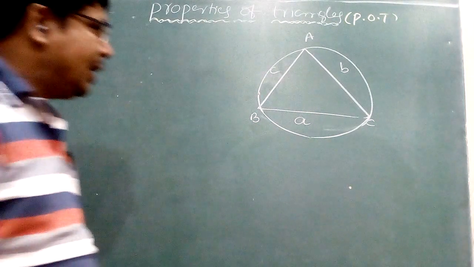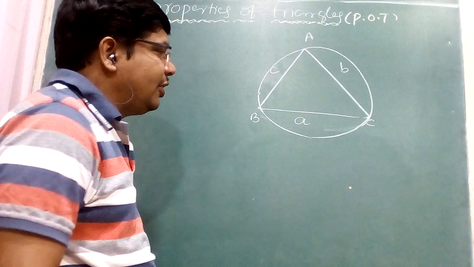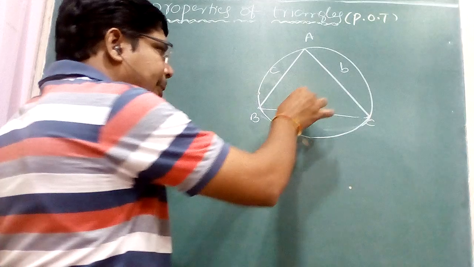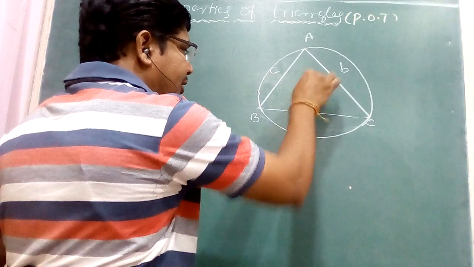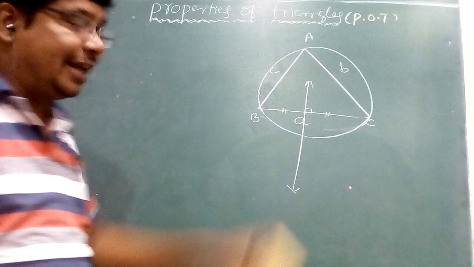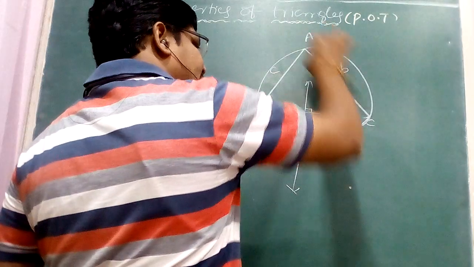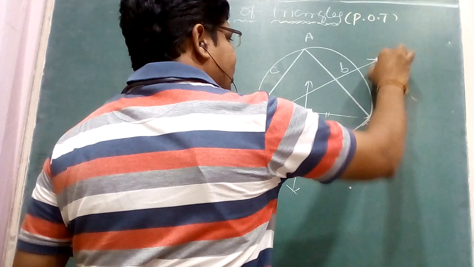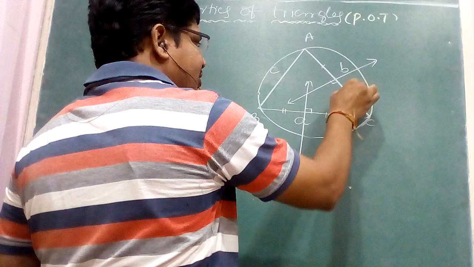Now you can take any two sides. I am taking side BC and side CA. Draw the perpendicular bisector of BC. Bisector means it bisects, and perpendicularly. That line you can call the perpendicular bisector. Now you can take one more, this side. One more perpendicular bisector. It is perpendicular and it bisects.